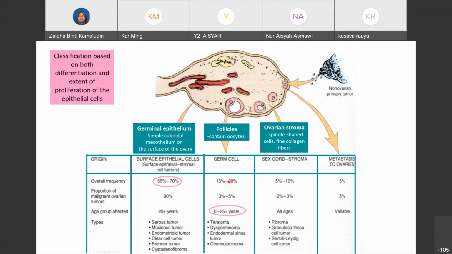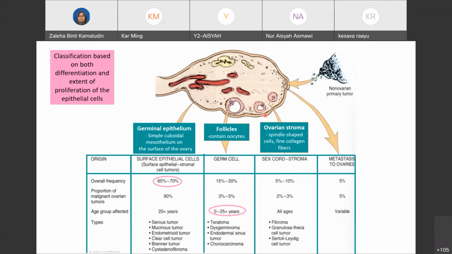So under this germ cell tumor, there are teratoma, dysgerminoma, yolk sac tumor, which is also known as the endodermal sinus tumor, and choriocarcinoma. And when you compare the age of affected group, okay, for the surface epithelial tumor, it affects more adult females in comparison with the germ cell. Usually, it is more frequently seen in a pediatric or teenager age.